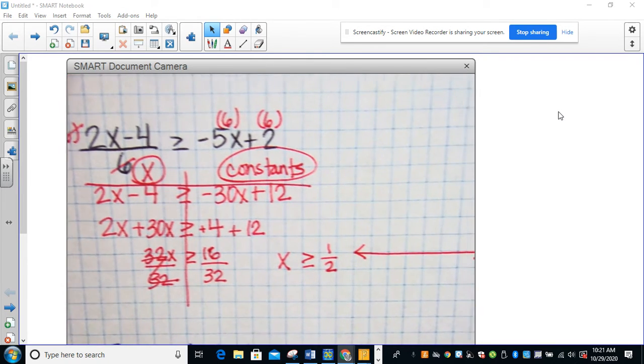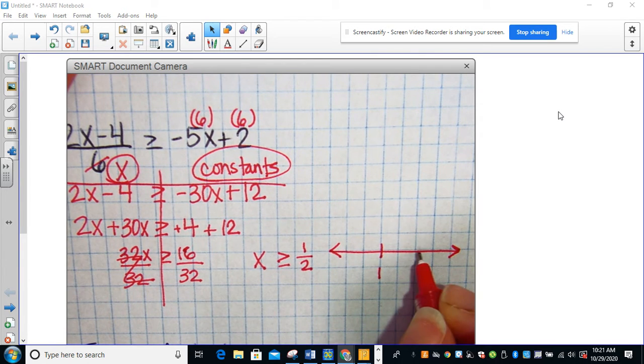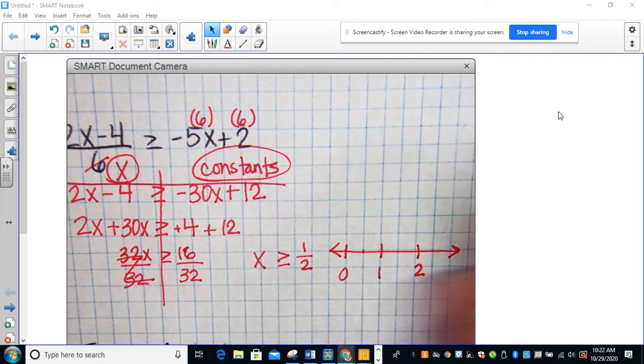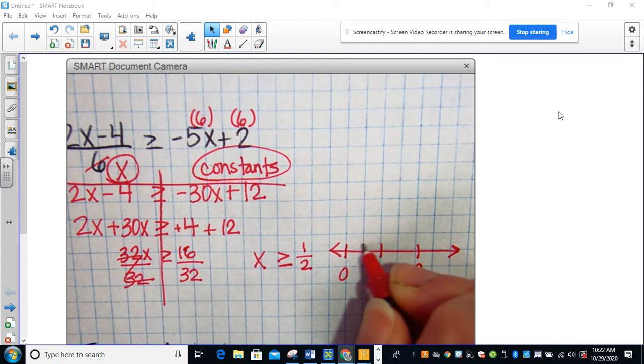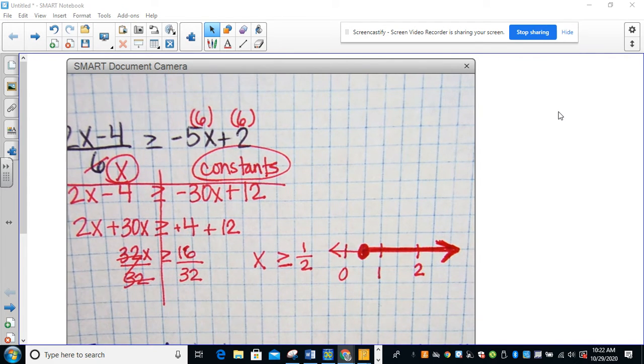So if we were plotting this on a number line, if this was 1, and this is 2, and this is 0, 1/2 would be here. Since it has an equal sign, we're going to color in the circle, and greater than means we're going to shade this way. Greater than or equal to 1/2.